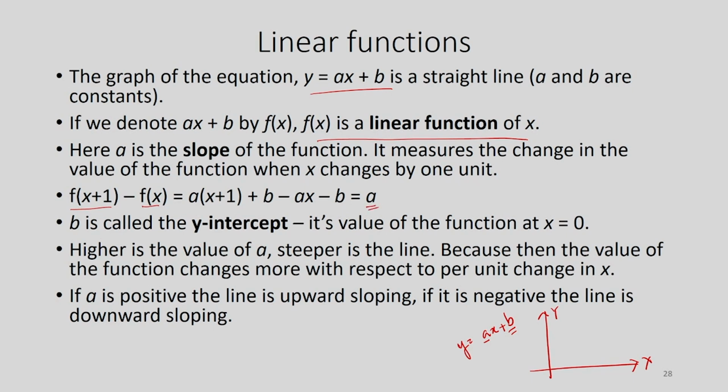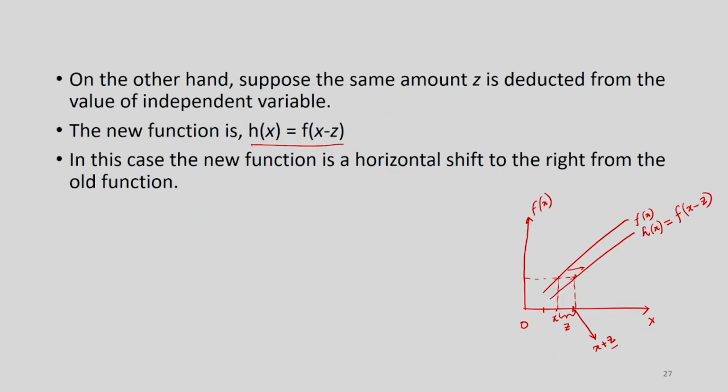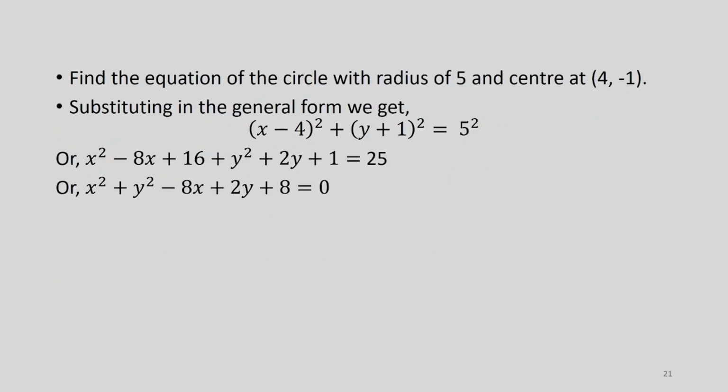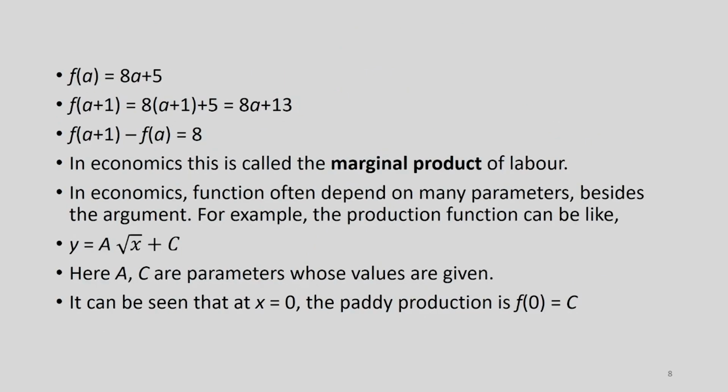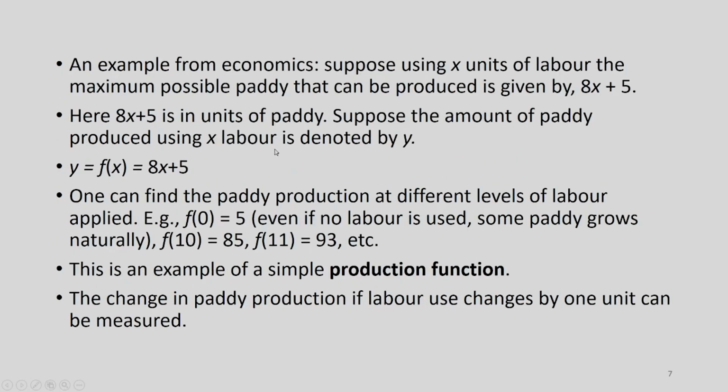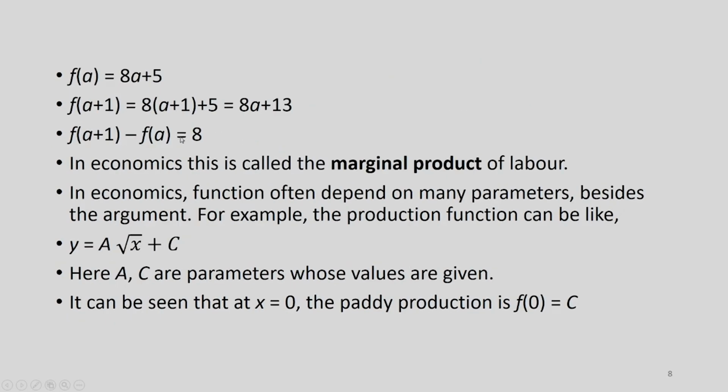So, a measures the change in the value of the function when the argument changes by 1 unit. This we have seen before in a previous example. Just remember earlier when we talked about marginal product, right? This was the example. So, here if the value of the function was changing by 1 unit, then we got something which was called the marginal product.